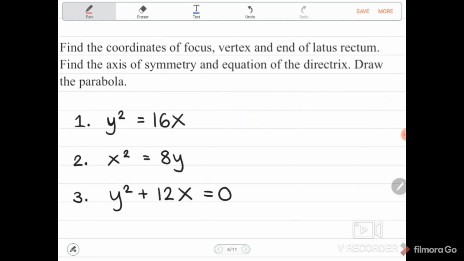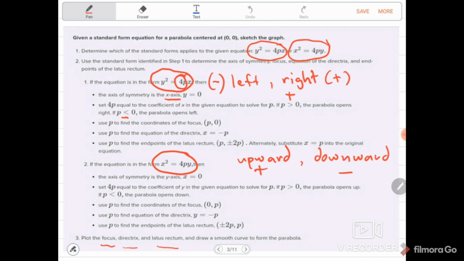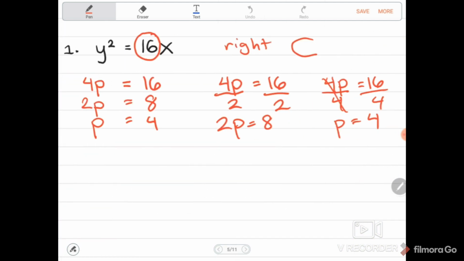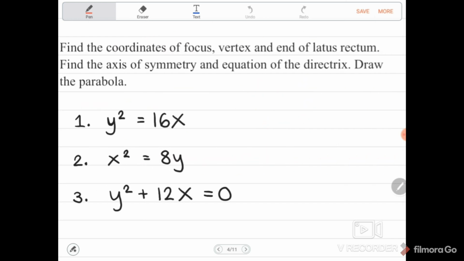Paano yon? Balik tayo dito sa definition natin. Ano ba yung mga hinahanap natin? The axis of symmetry is the x-axis. So, yon. Ibig sabihin, nasa x-axis siya. Yung pinaka-opening ng parabola natin. So, axis of symmetry is what? Axis of symmetry is x-axis. Okay? Then, sunod.